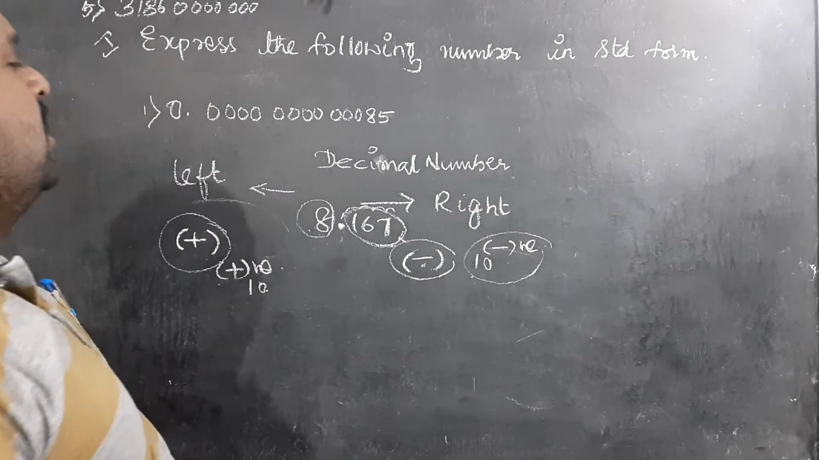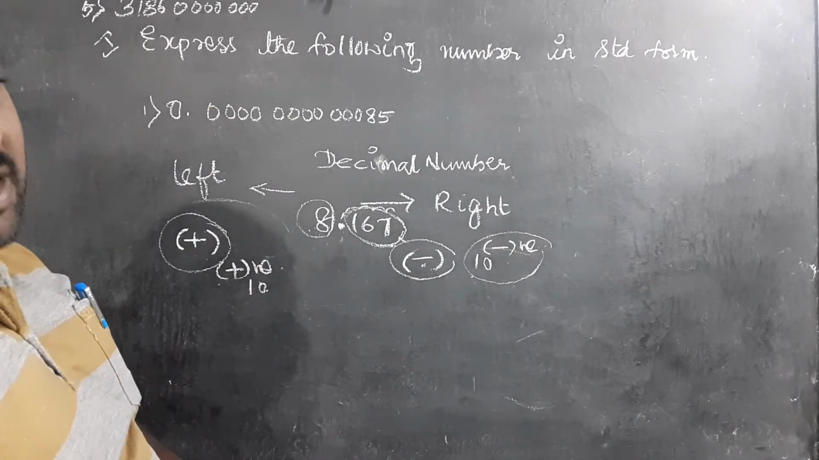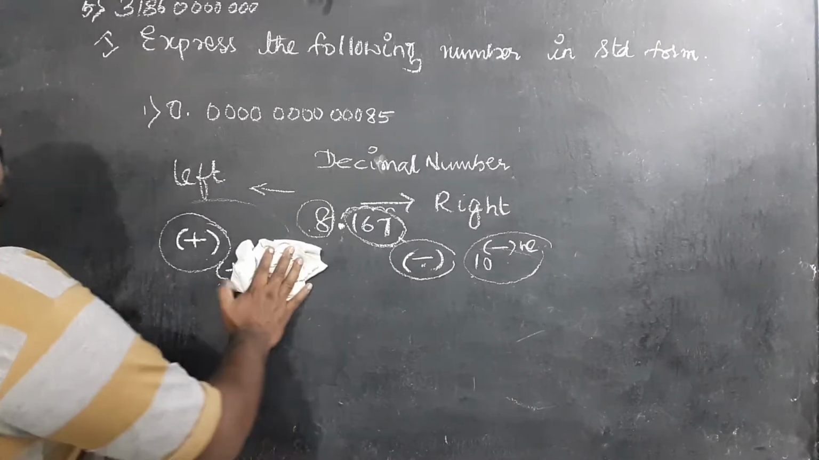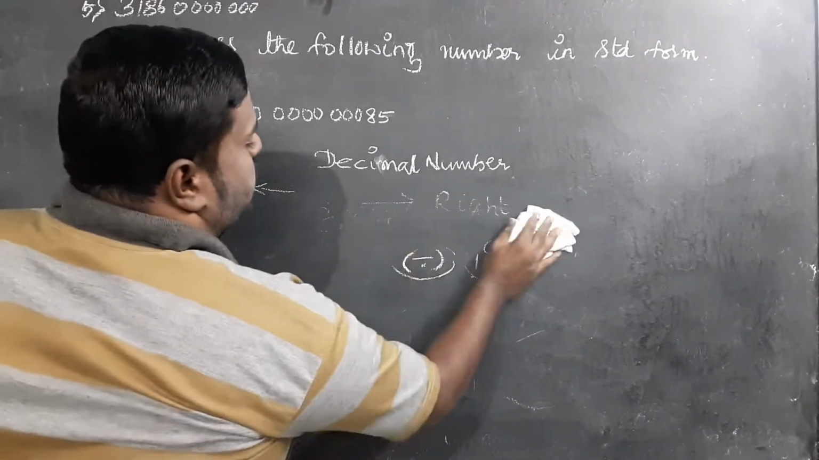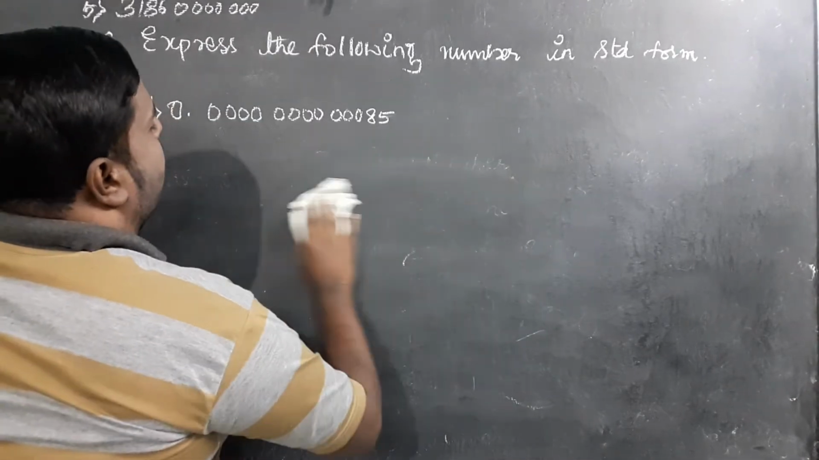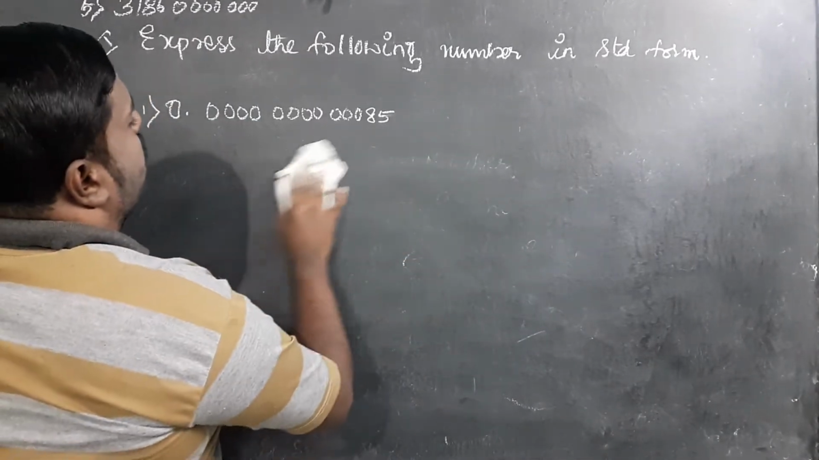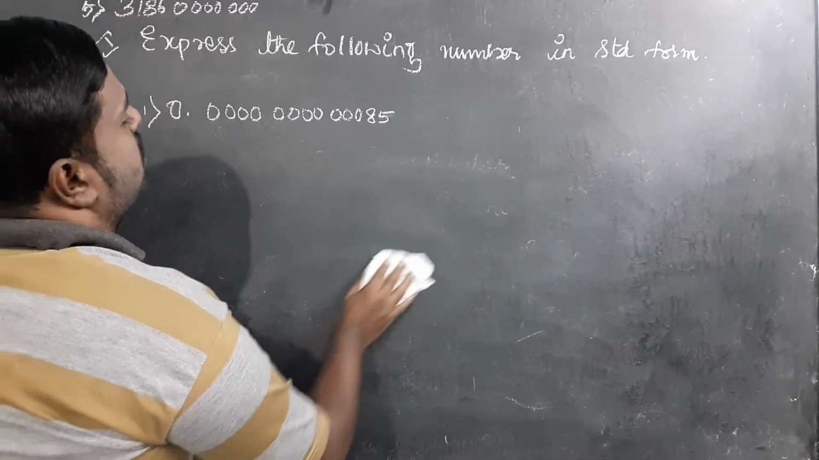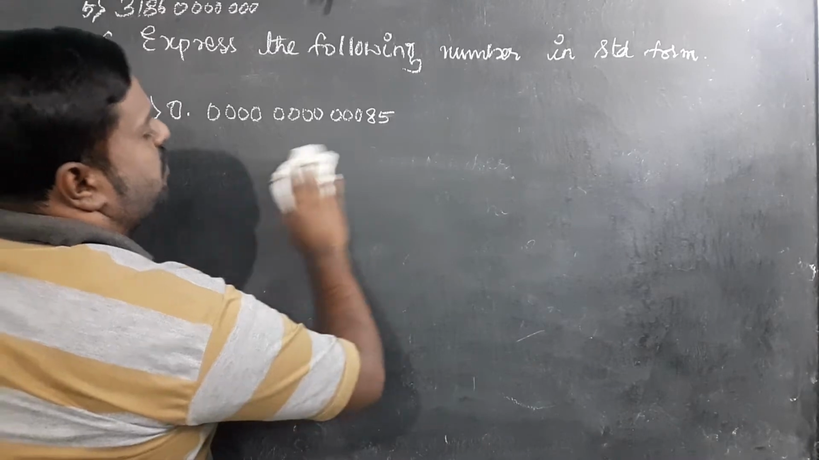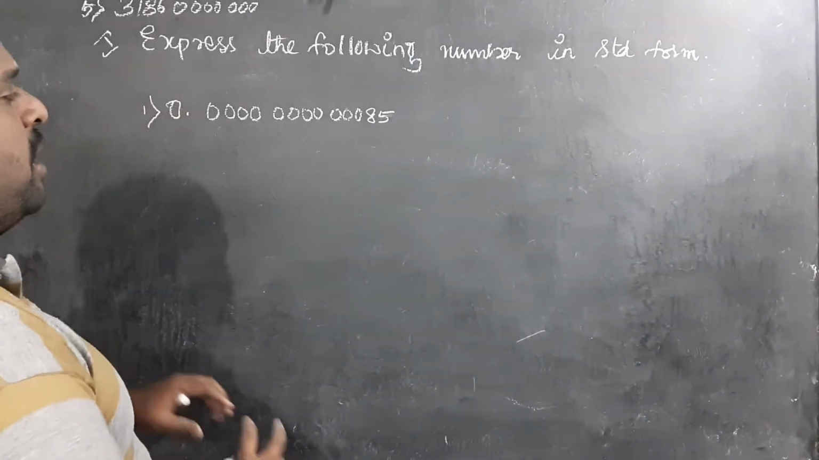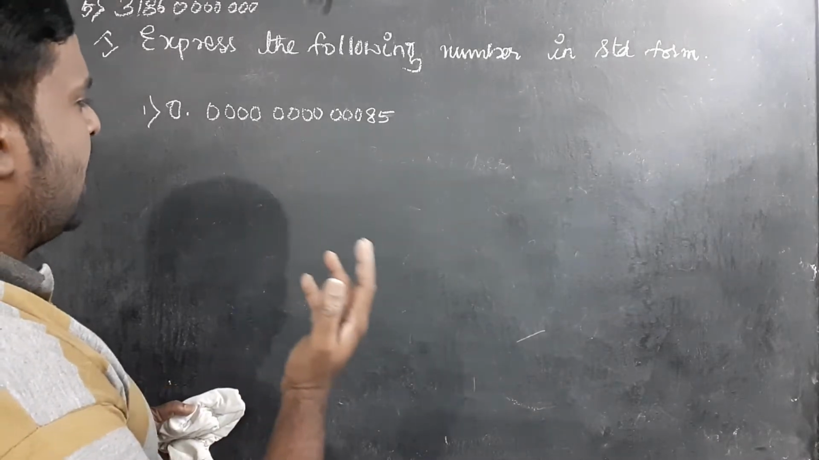Keep this in mind, then the problems are very easy. Very easily you are able to do them. Now, this is the first problem they have given you. 0 point, followed by 0, 0, 0, 0, 0, 0, 0, 0, 0, 0, 0, 8, 5. Keep it in mind, very simple. You are able to tell the answer directly.